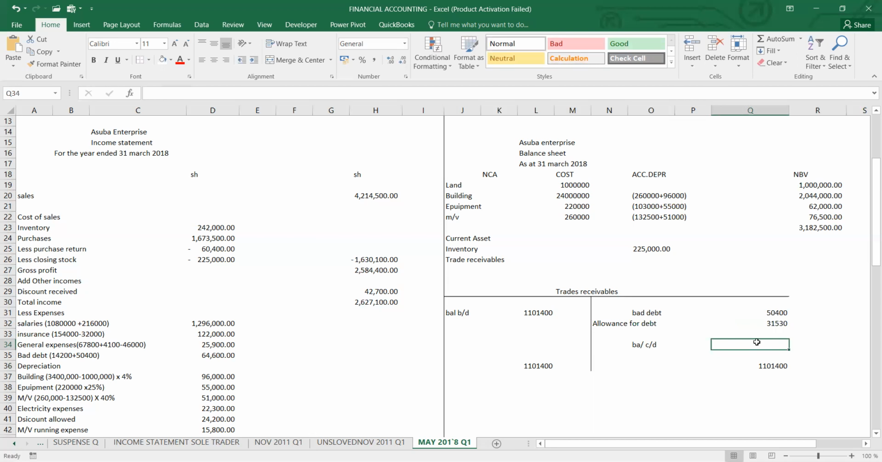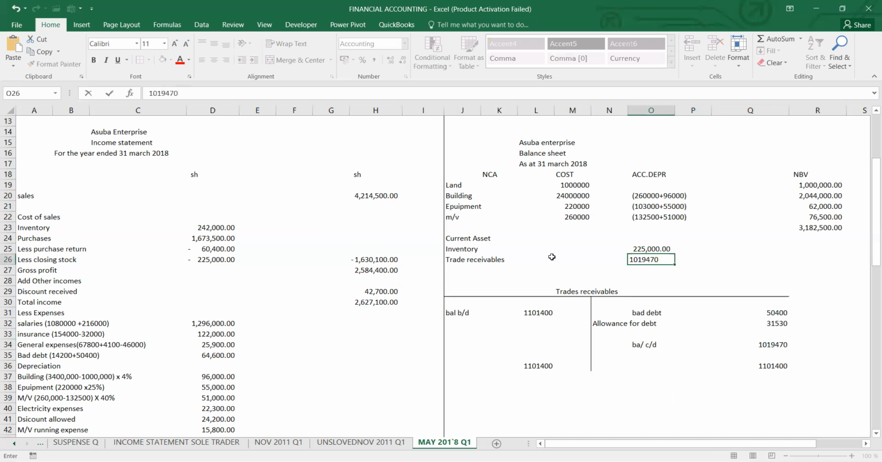Do you add or subtract? So you take 11,001,400 minus 5,400 minus that 1,530. How much are you getting? I'm getting 101,9470. Yes, that's it, 9470. So that is the balance carried down, the one I should put here. That is the value I would put there.